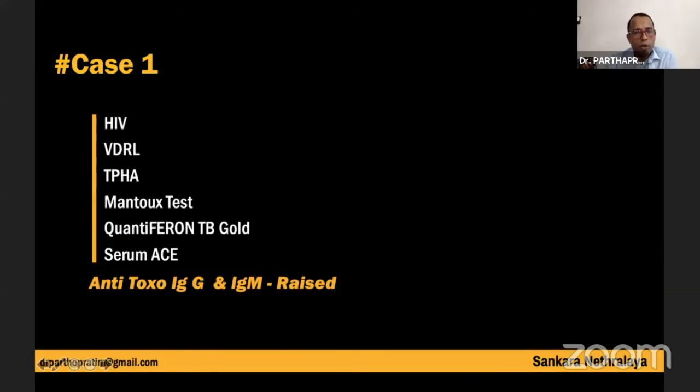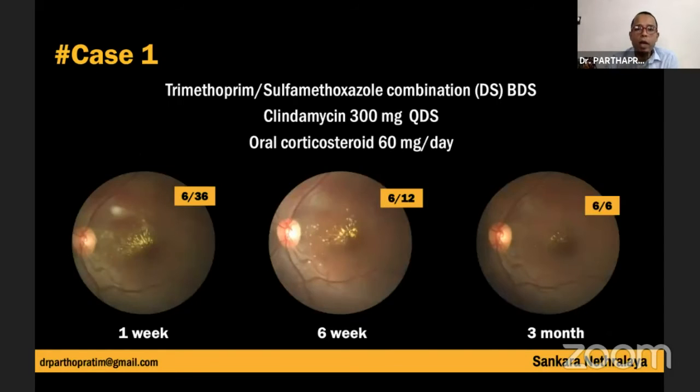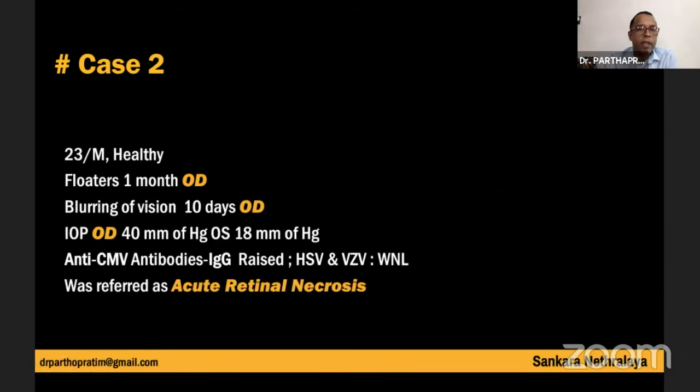So it was showing. We investigated the patient, and the patient's anti-toxo IgG and IgM both were raised, and the patient was started on the trimethoprim-sulfamethoxazole combination, clindamycin 300 mg 4 times a day with the oral steroid. And this is the picture at 1 week, 6 weeks, and 3 months. At the 3-month follow-up, her visual acuity was 6/6.